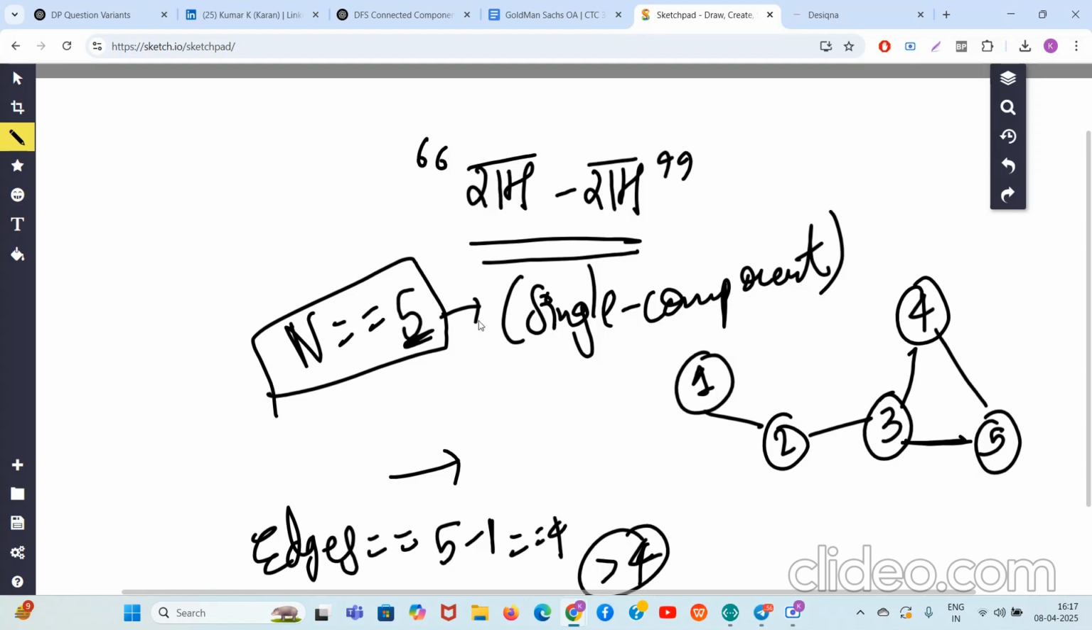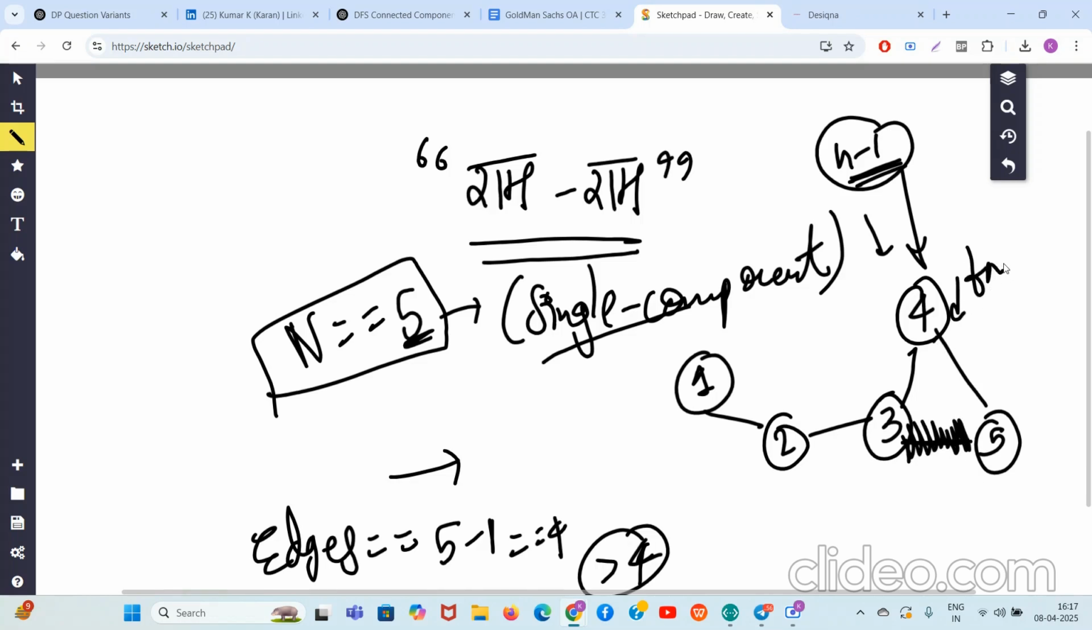So any single component will always have a minimum of n minus 1 edges. If it has n minus 1 edges, then this is a tree. A tree has no cycles. But if it has more than n minus 1 edges, all those extra edges are creating a cycle. Okay.